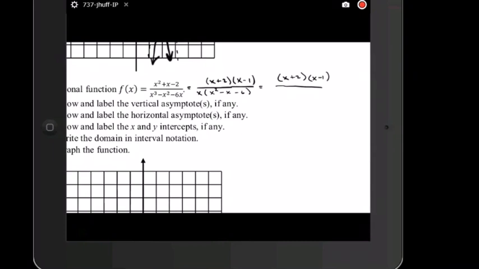And then if you continue to factor that, okay, hold on now, x squared minus x minus 6, that's x minus 3 and x plus 2.